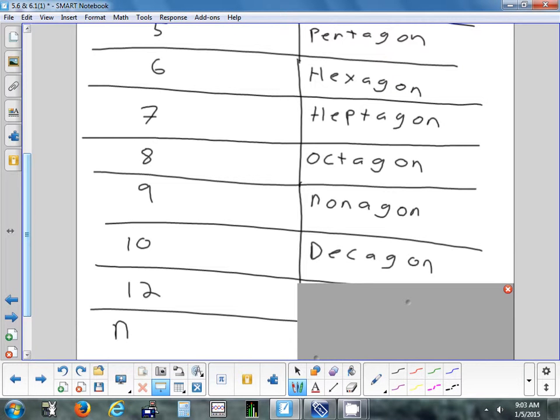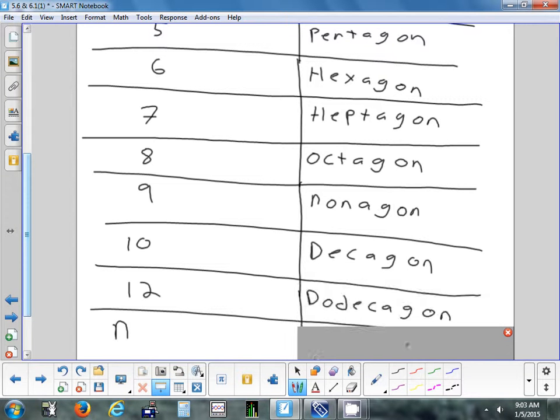I don't know what an 11-sided shape would be called. If you're counting, you call it undecillion, and then duodecillion, tridecillion, quattuordecillion. So there's a pattern to it. But when we get into 12, that's a dodecagon. A 12-sided shape is a dodecagon.